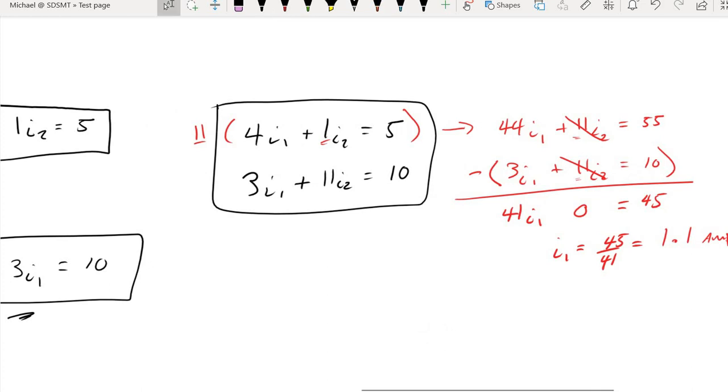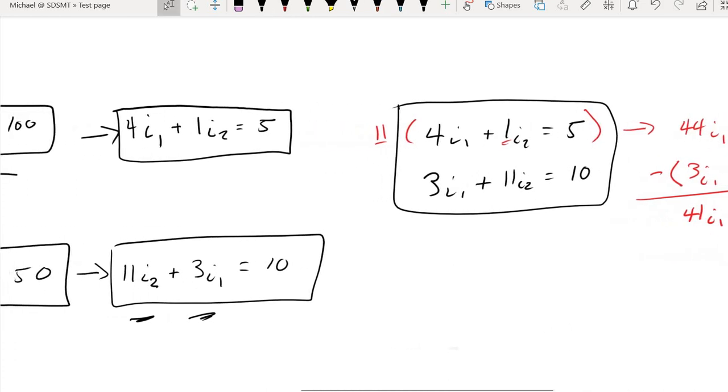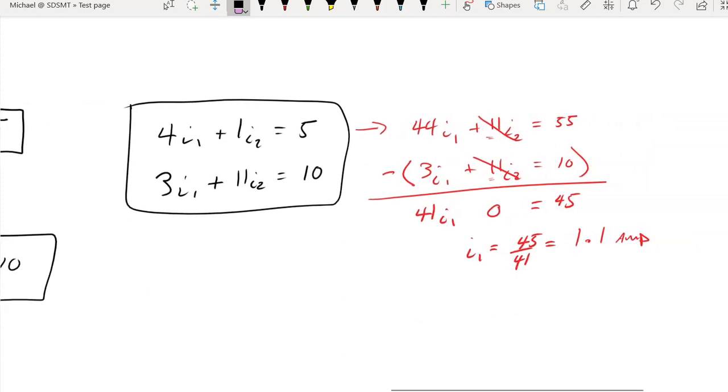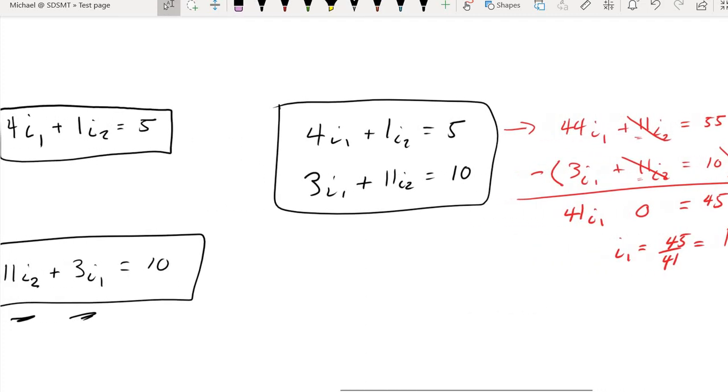And now if you wanted to, you could take your answer for I1, plug it in, and solve for I2. But what if I got I1 wrong? If I1 is wrong, then I2 is going to be wrong. But we were able to solve for I1 independent of I2, so we should be able to go back and solve for I2 independent of I1. And the way I'm going to do that, we were able to eliminate I2 by finding a common multiple.